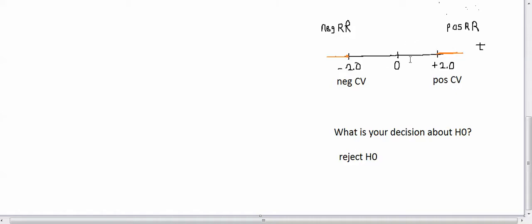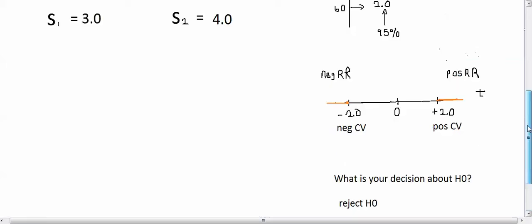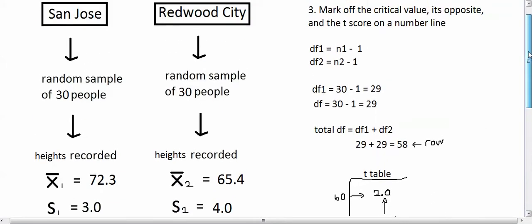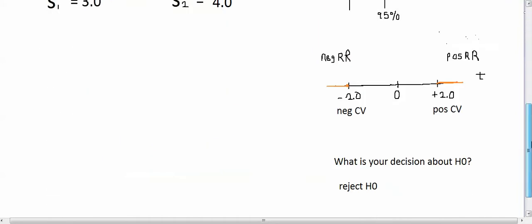If the t-score falls in the non-rejection region between the critical values, your decision is called fail to reject H0, or fail to reject the null hypothesis, which means that you're giving the null hypothesis the benefit of the doubt. You're just assuming that the population means are equal and that the difference between your samples appeared by chance.